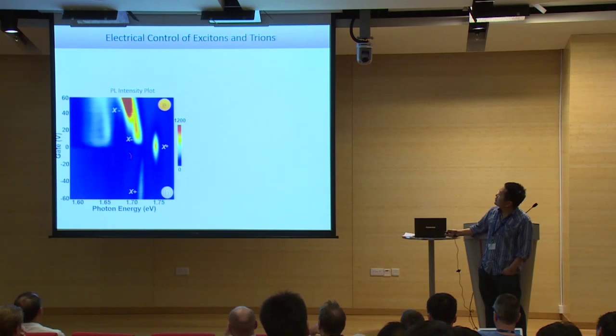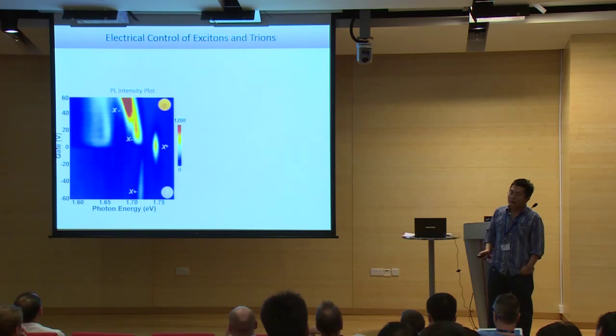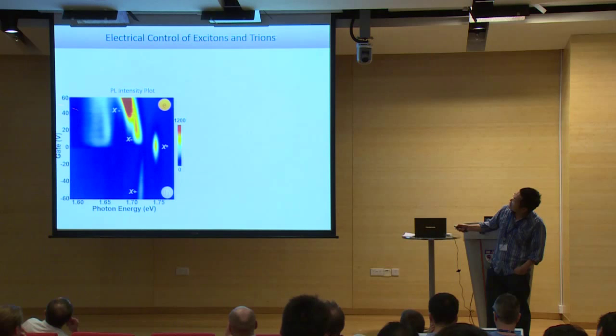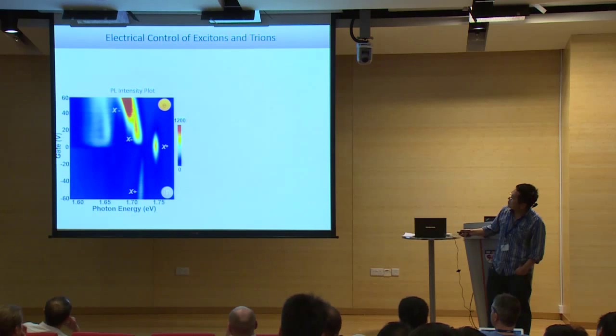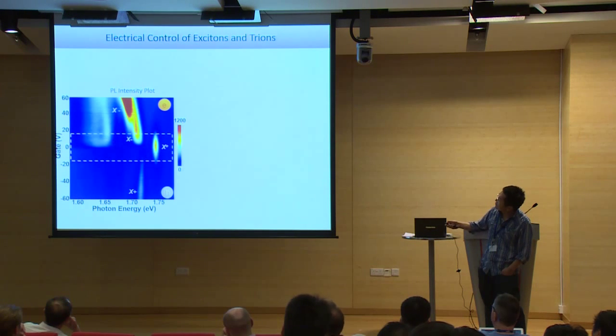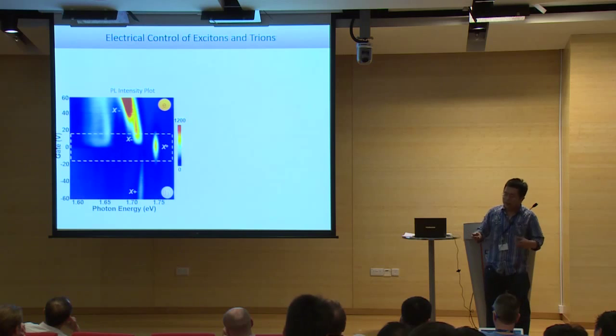This is the PL intensity plot as a function of photon energy on the x-axis, and the y-axis is the gate voltage. Simply, plus gate voltage corresponds to injecting electrons in the system, and minus gate voltage corresponds to injecting holes in the system. Let me walk you through this map. Let's focus on this zero gate region first, which means the sample is almost intrinsic.